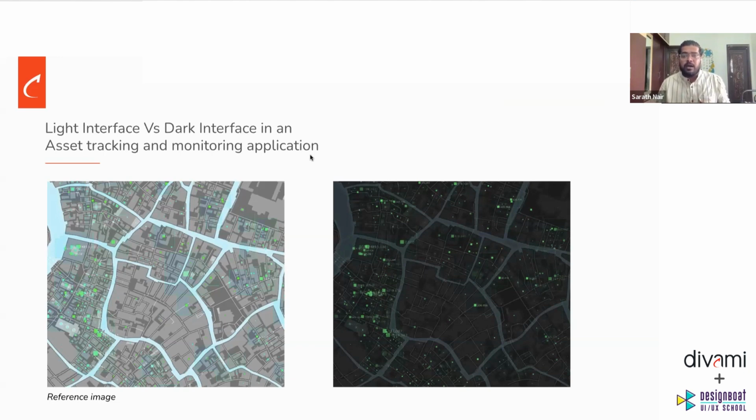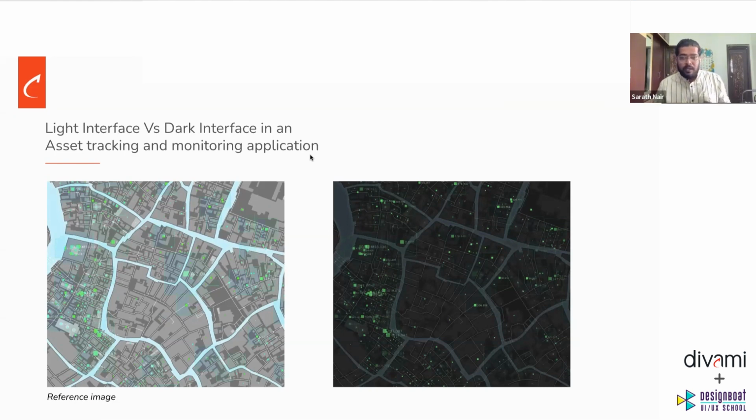So in this case, how did we conclude which design approach or interface would be better for the application and the product? For that, we did analysis, user research, surveys, interviews. And what we identified was that by using the darker interface, they were able to minimize the violations which happened from the assets, reduced by 10%.